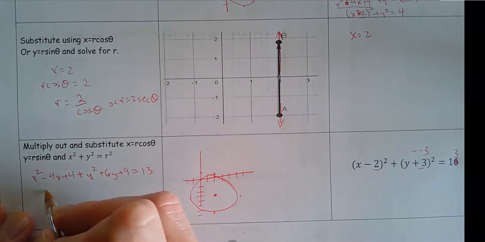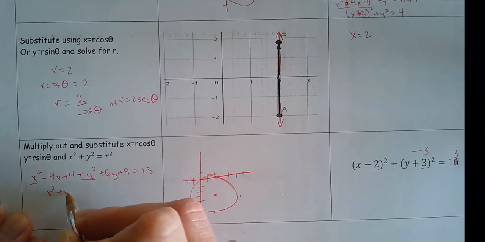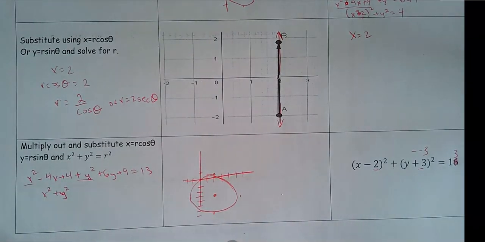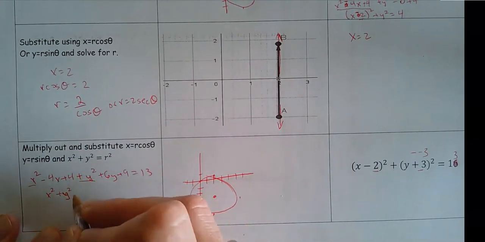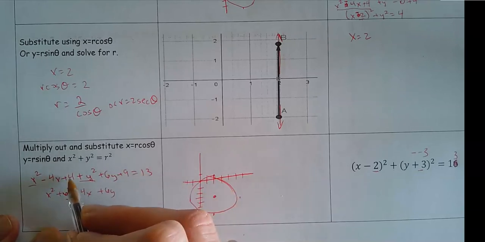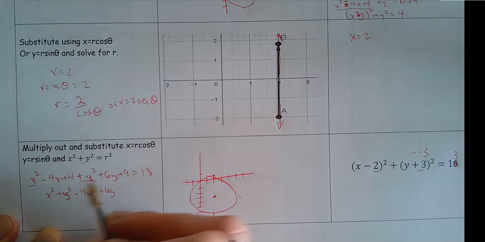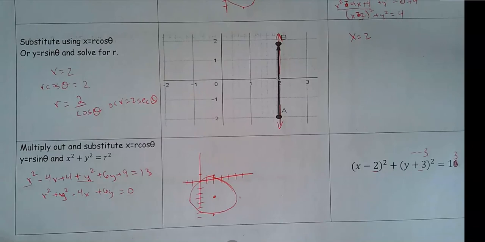First off, I'll put the x squared and y squared together. So x squared plus y squared, I'll put them together because x squared plus y squared is r squared. I can do a simple substitution there in a second. And then minus 4x plus 6y. And the 4 plus 9 is 13, so they wipe each other out. If I subtract 13 from both sides, I get equals 0.